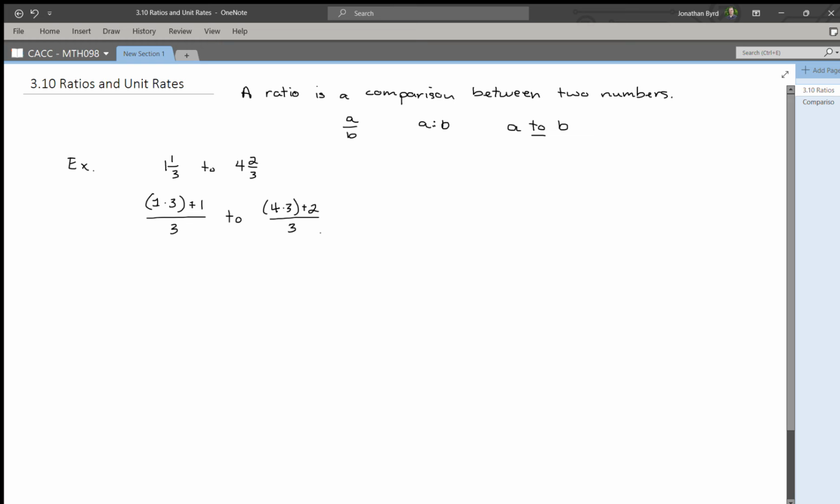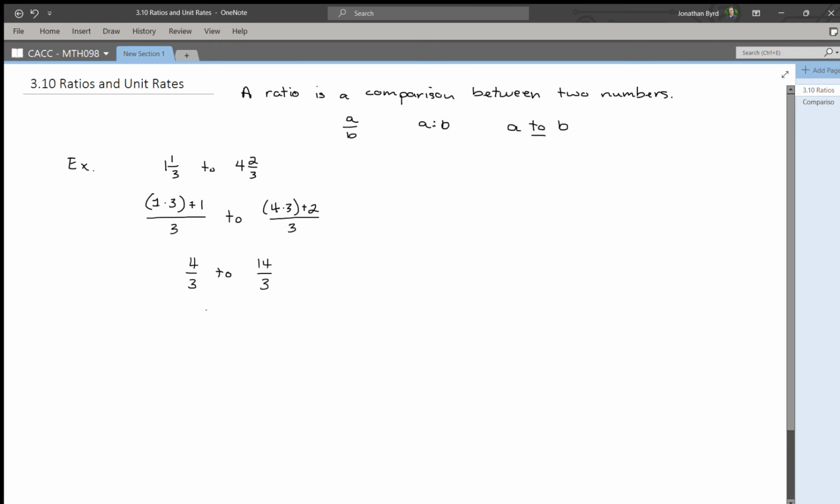Okay, so then we could simplify that down. 3 times 1 is 3, plus 1 is 4, still over 3. And that is compared to 4 times 3 is 12. 12 plus 2 is 14, and that's also over 3. Okay, so that's good, but it's still not two numbers, it's two fractions.